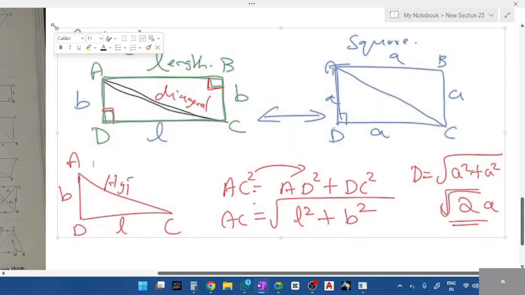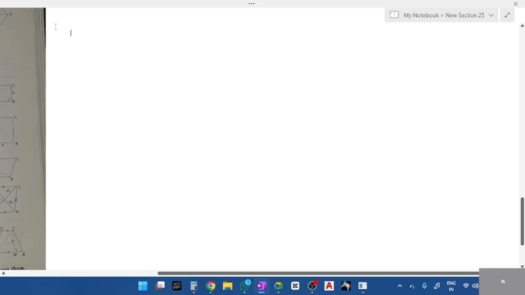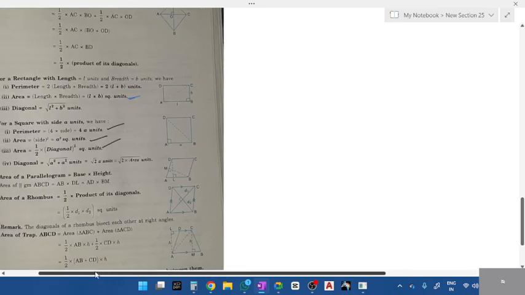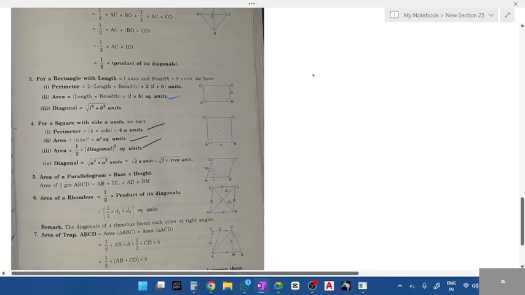Fine. Did you understand what type of questions will be asked? Perimeter, area, and diagonal of a rectangle. Okay. So go through that. Hypotenuse: for a triangle, we call it hypotenuse. For a rectangle and square, we call it diagonal.